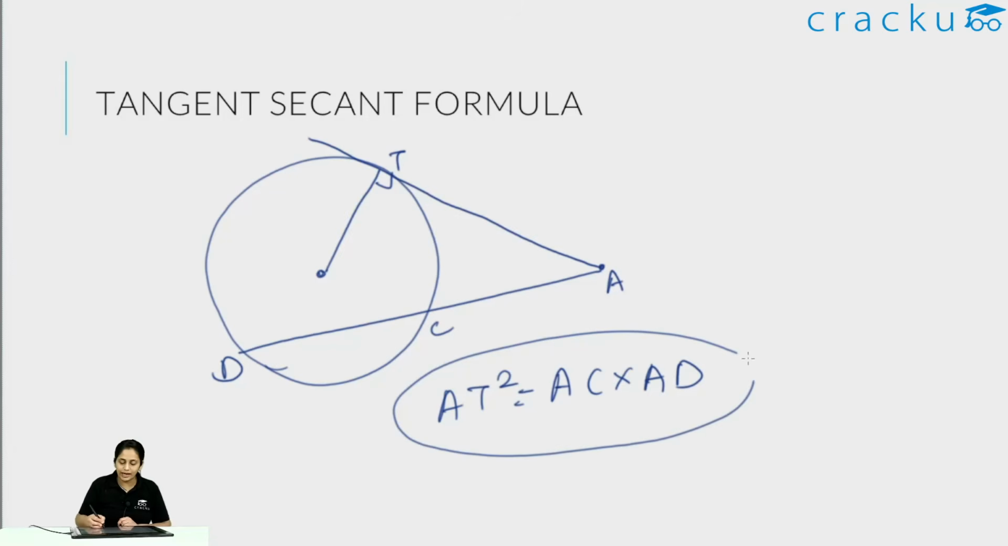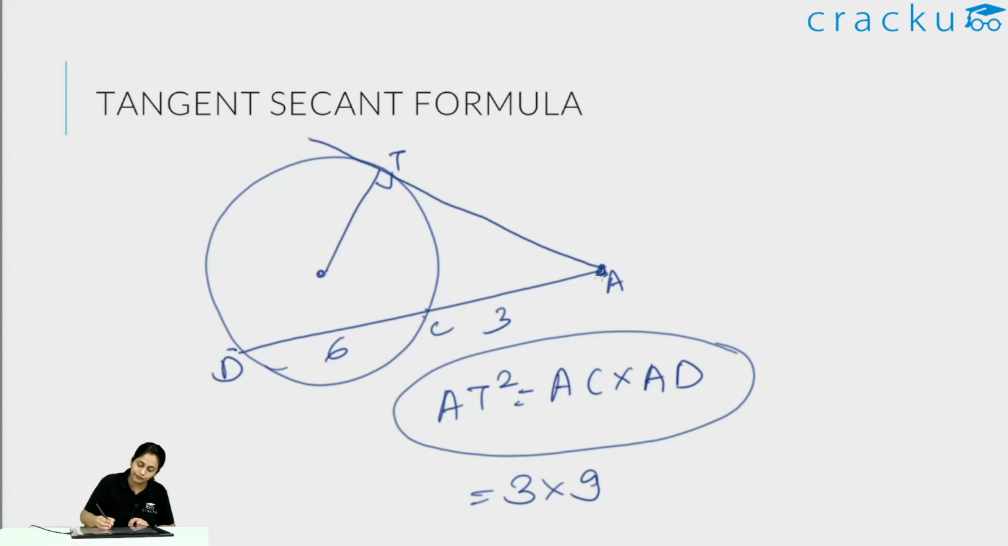Always remember AT square is equal to AC into AD. So you have to consider not just AC into CD, but from this external point to point C, into from this external point to the farther point D. If it is 3 and 6, this will be 3 into not 6 but 3 into 9.